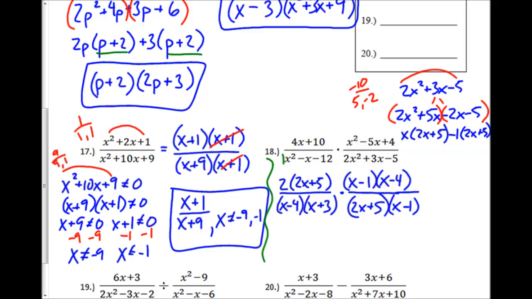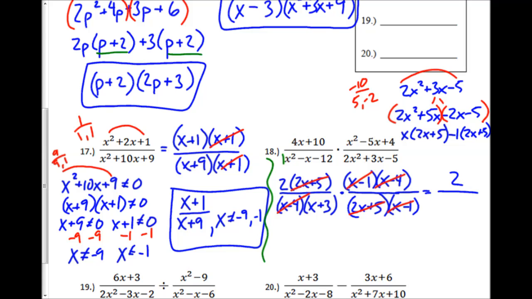Okay? So now I look for common factors. I can cancel out anything in a numerator with anything in a denominator. I can cross-reduce. So the 2x plus 5s are gone. The x minus 1s are gone. And even the x minus 4s disappear. So when I look across that numerator, the only thing I have left is a 2.